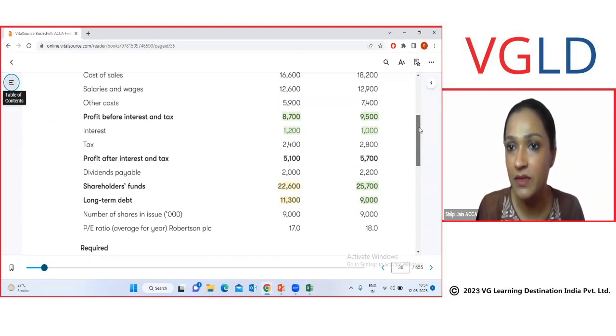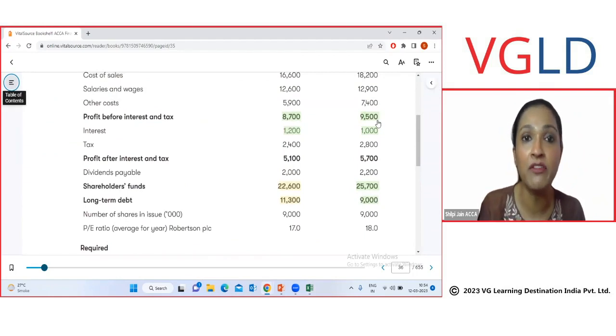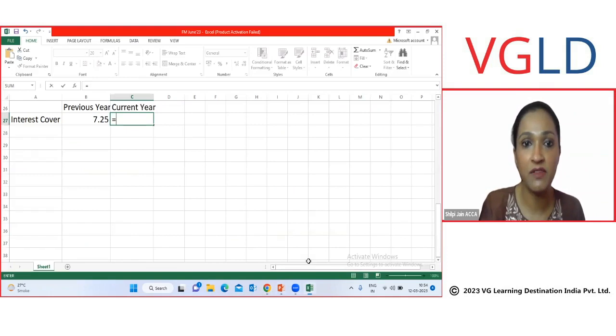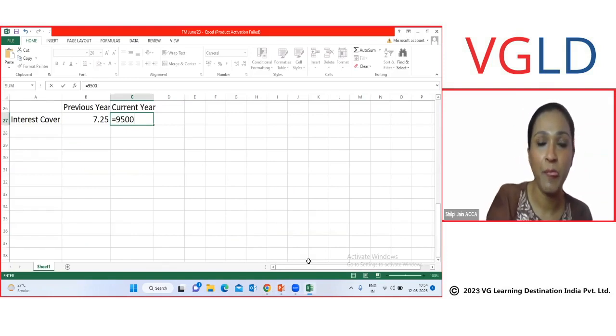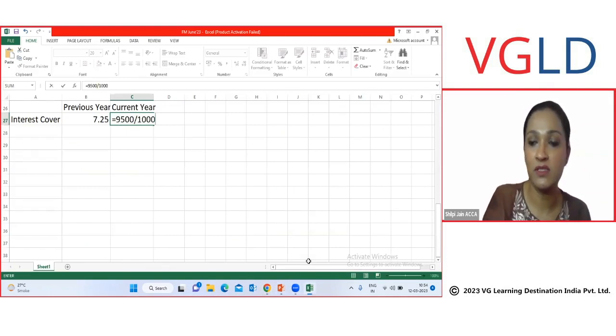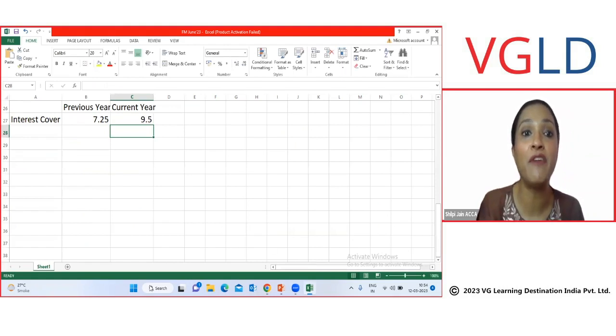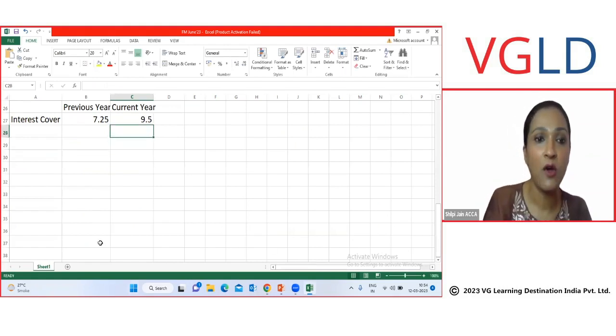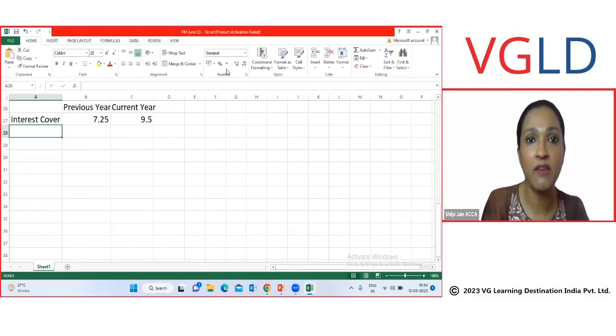is 9,500, the profit before interest and tax, divided by the interest paid, which is 1,000. So 9,500 divided by 1,000. So that makes it equal to 9.5 times. I hope everybody is okay with this. Everybody was able to calculate this.